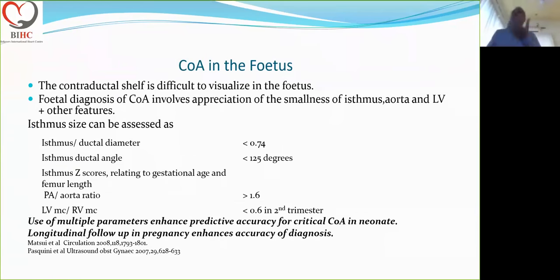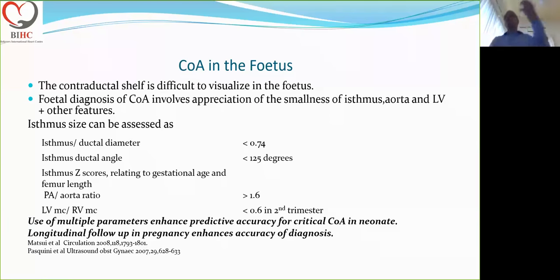So the presence or absence of a shelf, if you find it, well and good, but more often you wouldn't see it. The fetal diagnosis of coarctation involves appreciating how small the isthmus is and how small the transverse arch is. Certain things happen in a fetus with coarctation: the RV looks disproportionately larger, or you could say the LV looks disproportionately smaller. And there are ways of quantifying this.